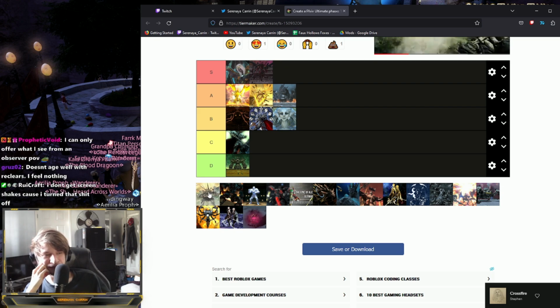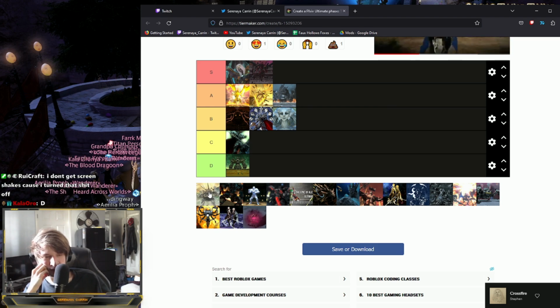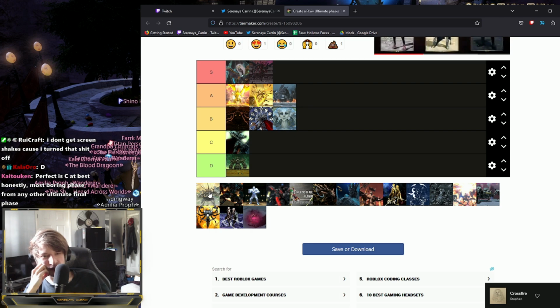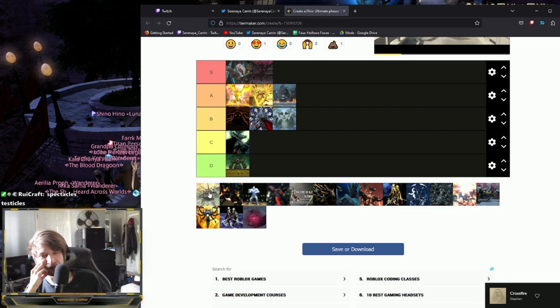TP4. Good spectacle. Cool concept. Boring execution. I think it's a low C. It's not quite D tier, but it's not great.